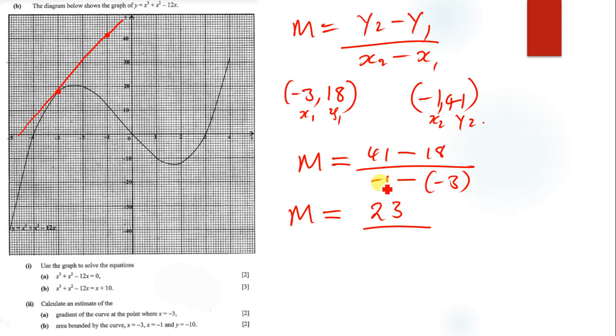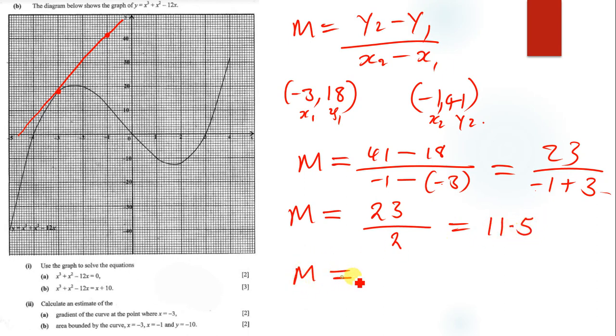So you have -1 minus -3. Let me write 23 this side. Down here is just the same as -1, and negative times negative will give you positive, and then you write your 3 there. So when you add what is down there, you get +2. When you divide 23 by 2, you get 11.5. So 11.5, this is the gradient. My gradient at the point where x is equal to -3 is approximately equal to 11.5.